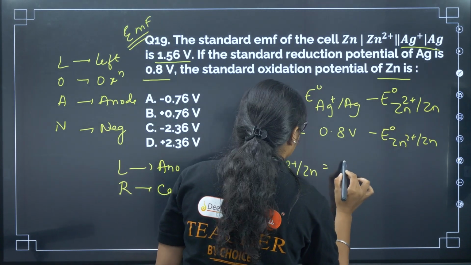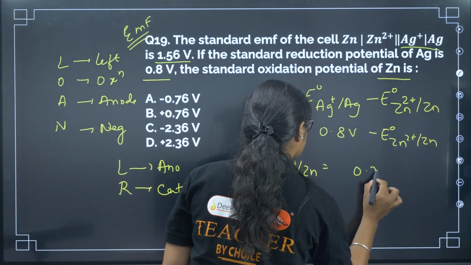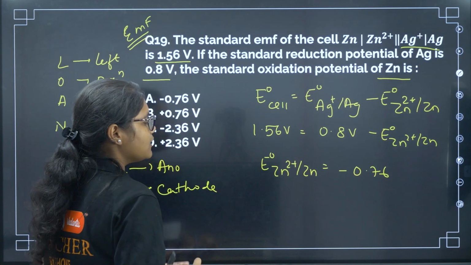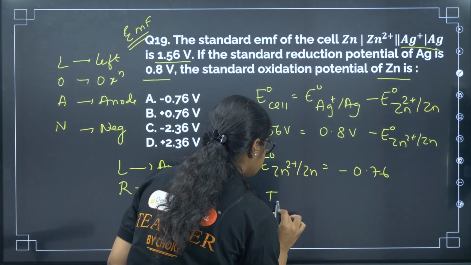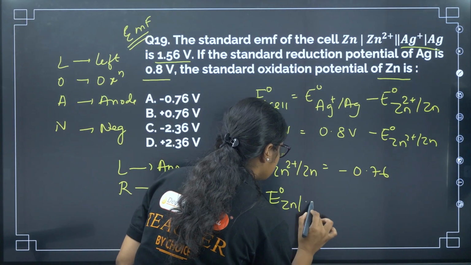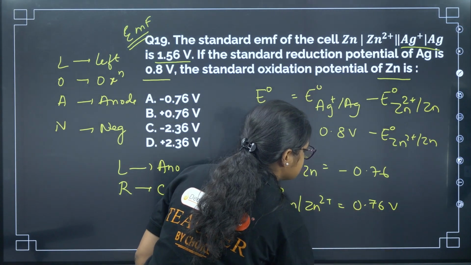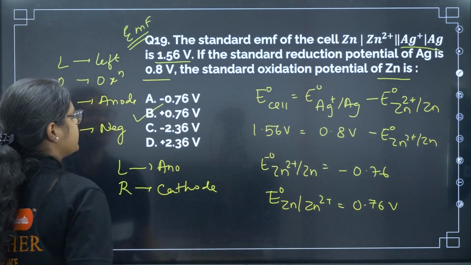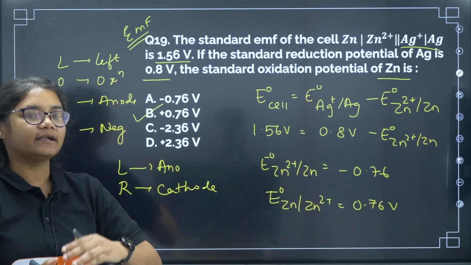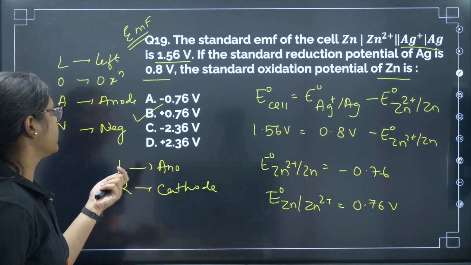So that is your, we'll get around 0.76 minus, okay. Now the question has asked you to calculate the oxidation potential. So oxidation potential will be the reverse of this one, that is plus 0.76 volt. So the correct answer for this question is option number B, that is plus 0.76 volt.